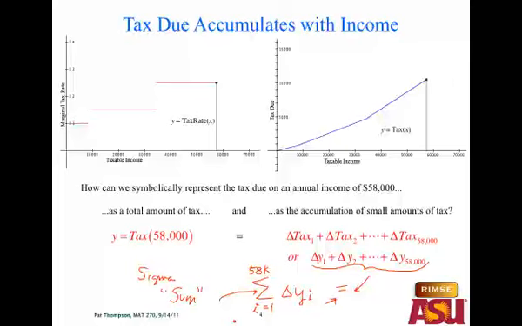Do the symbols make sense? It means sum up a bunch of delta y's, where the first one is delta y 1, and then count by integers, by whole numbers, all the way up to the 58,000th. So that's going to add 58,000 things together. Do you see that?